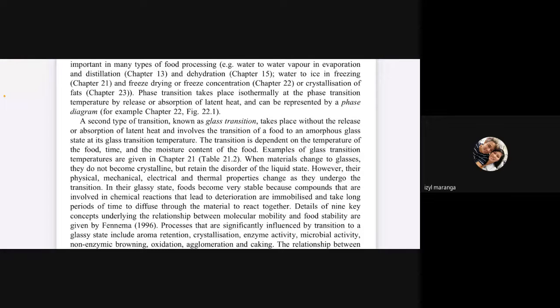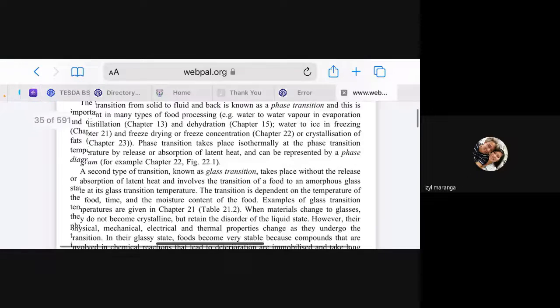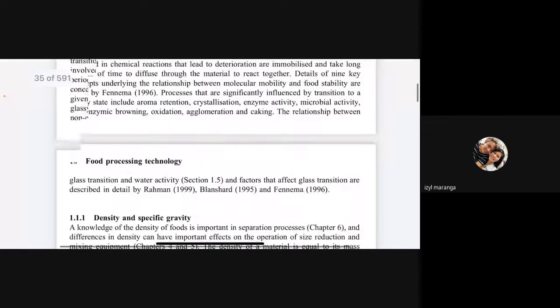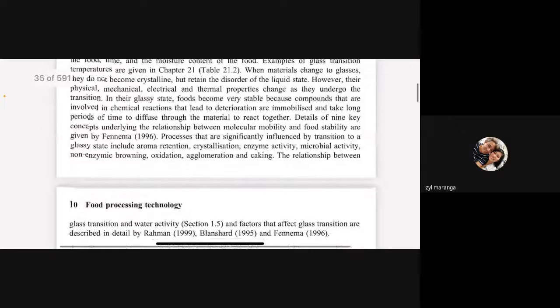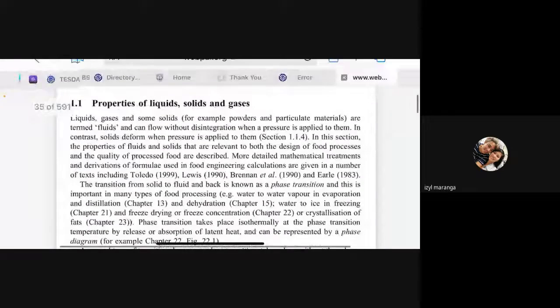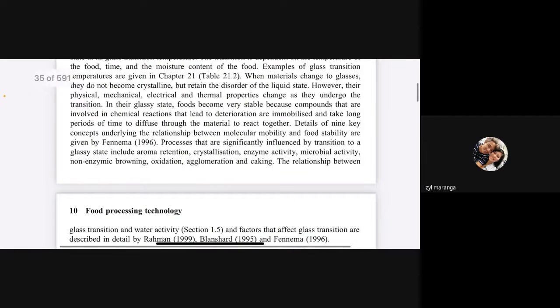Examples of glass transition will be shown later in chapter 21. In this case, the materials will change to glasses and do not become crystalline, but retain the disorder of the liquid state. So, these are examples of the effects of the properties of liquids, gases, fluids, and solids.